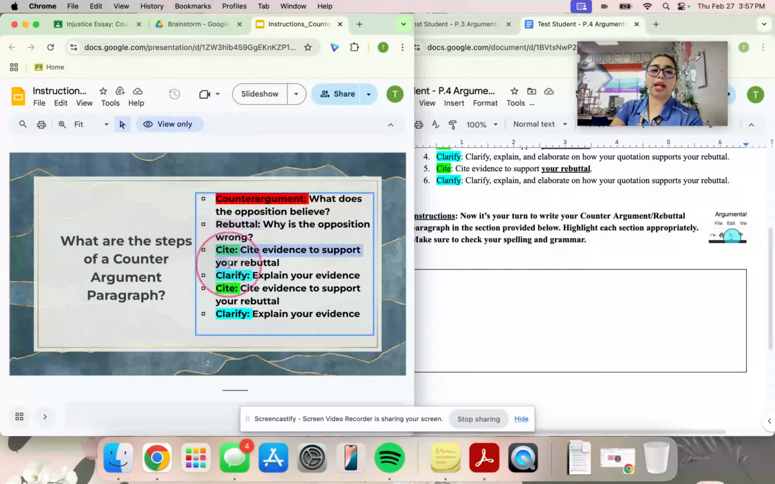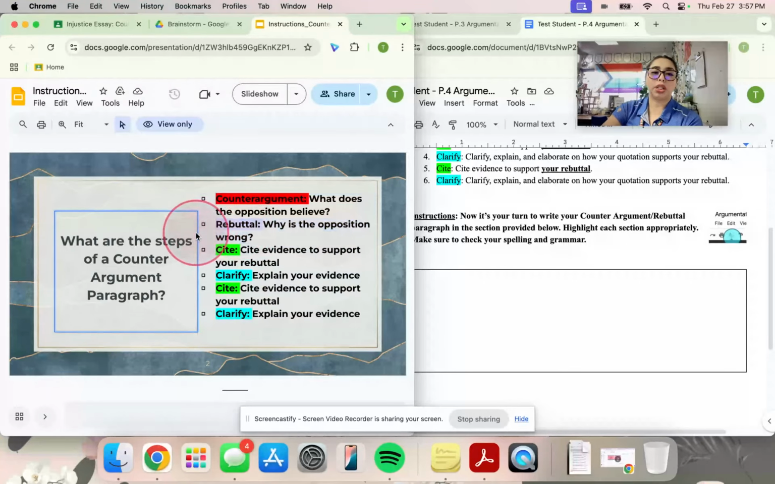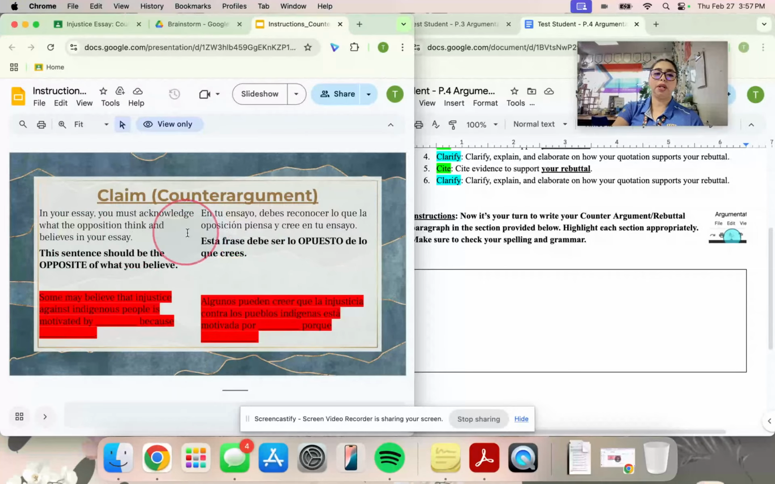Then you're going to cite and clarify your evidence. So you're giving a reason of why they're still wrong, and then you're telling me where you found that evidence and clarifying how that evidence supports your rebuttal. Okay? So, the first thing that we need to do is the counter argument.